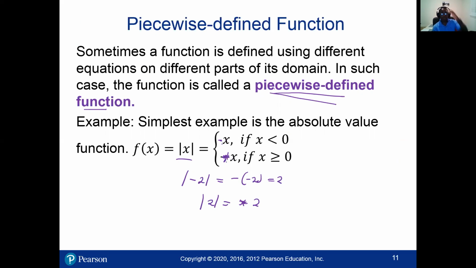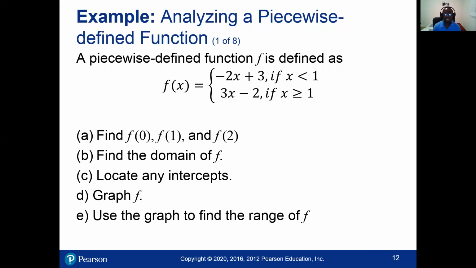Okay, now let's take other examples. Now this is a piecewise function. We want to find the function values at 0, 1, and 2. We want to find its domain. We want to locate any intercepts, x and y intercept. We want to graph it, and then use the graph to find the range.